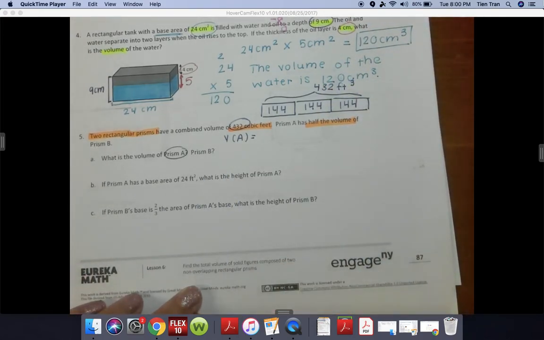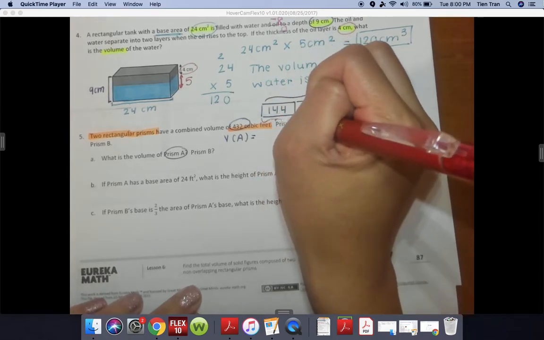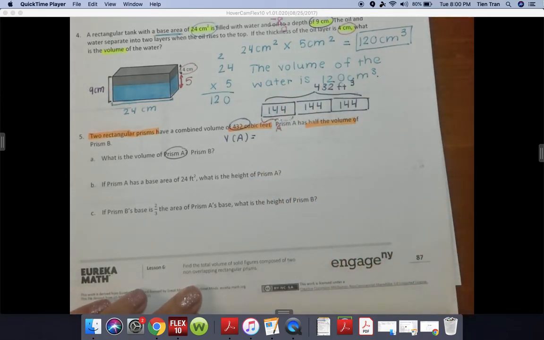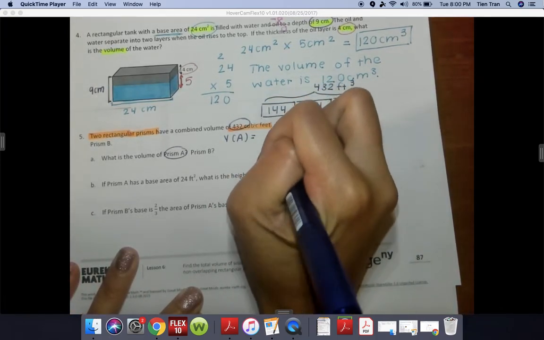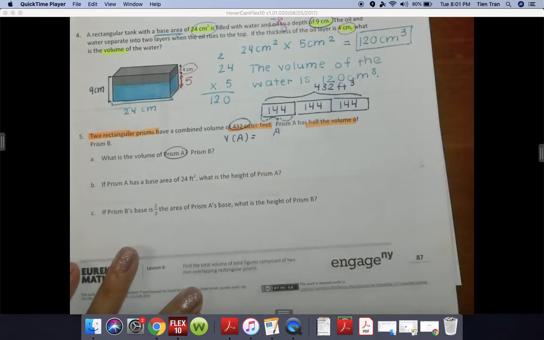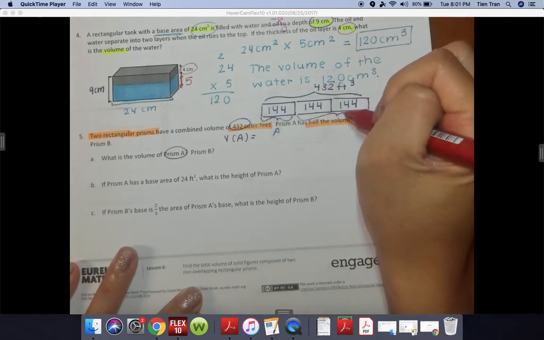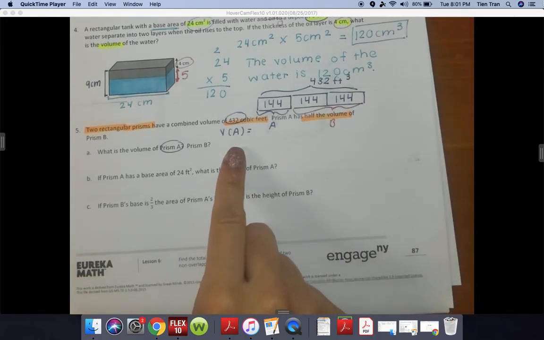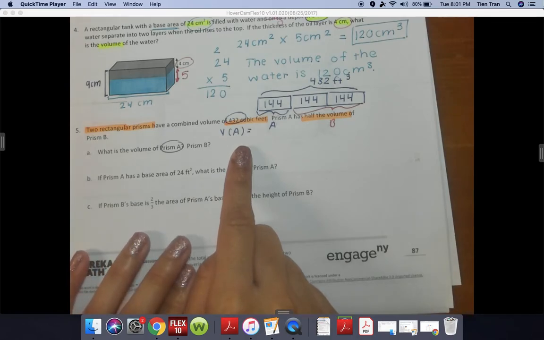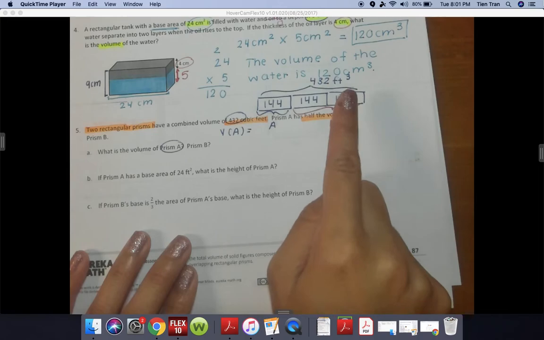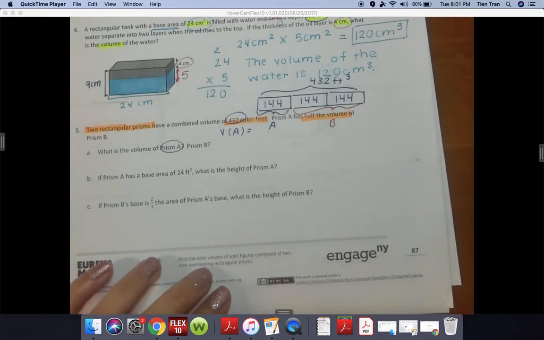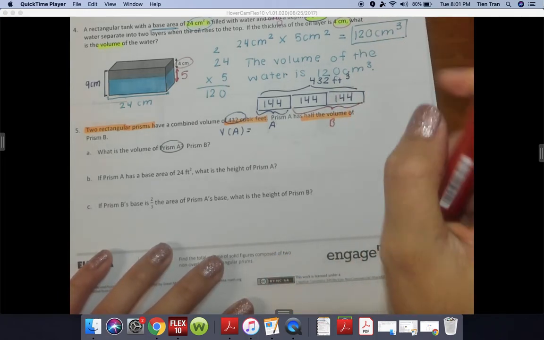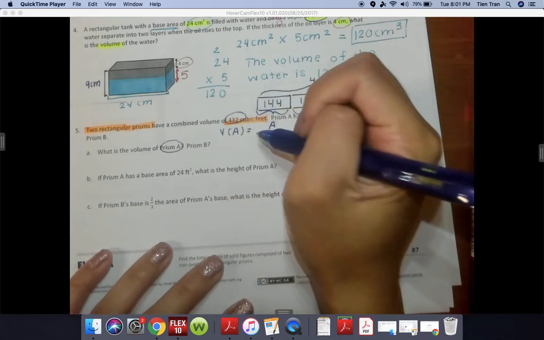Okay? Now, this one right here, just this one, is A. And then B, oh, actually I should have labeled that in blue. This one is A, and these two are going to be B, okay? So I have the volume of A. What I'm going to do now is find the volume for B, right? And when I add 144 plus 144, I'm going to get the volume of B. So volume A is equal to, let me move this down.